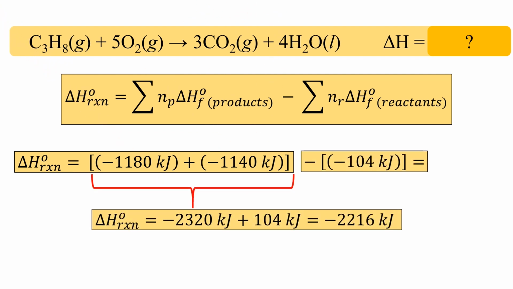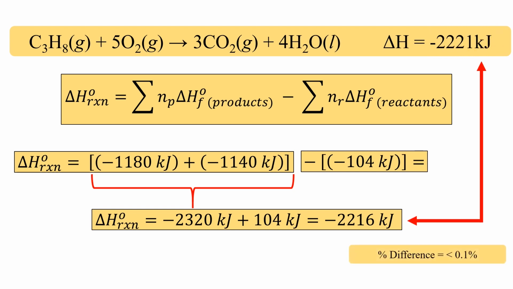Following significant figure rules means I'll round some terms, thus leading to very minor error. We obtain an enthalpy of reaction of negative 2,216 kilojoules. The percent difference is less than 0.1%, which is acceptable.